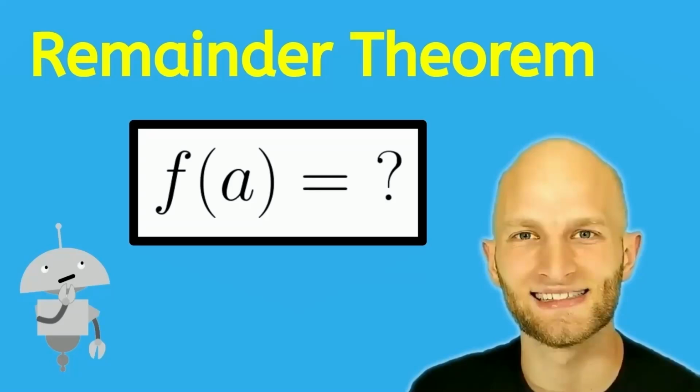In some cases, when we are dividing polynomials, the only thing that we need to know is the remainder of that quotient. Today we're going to talk about a shortcut to finding that remainder. It's called the remainder theorem. Let's go.